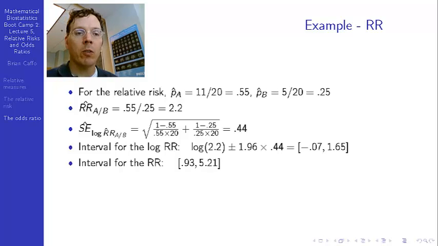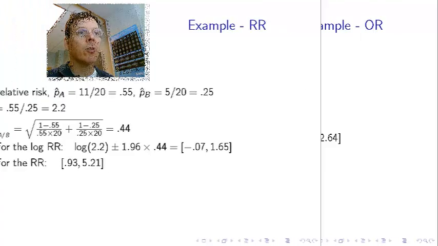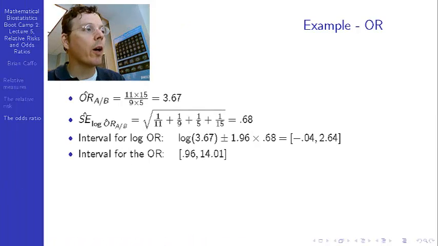Of course, because log is a monotonic function. If it contains 0 on the log scale, it will contain 1 on the natural scale, and vice versa. So whether you check for 0 on the log scale or 1 on the unlog scale will always yield the identical answer. Okay, let's go over the odds ratio.